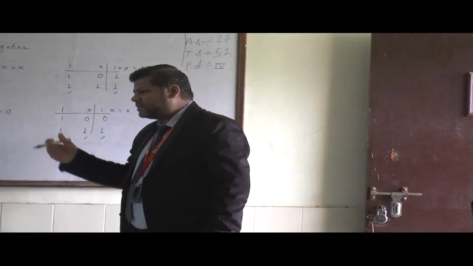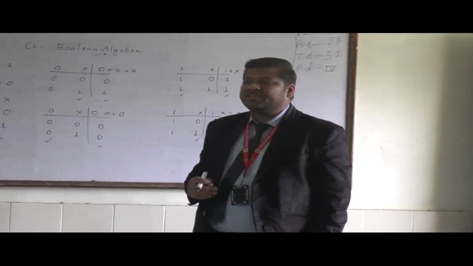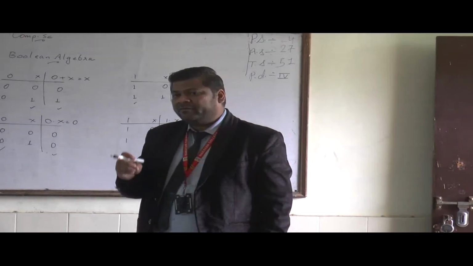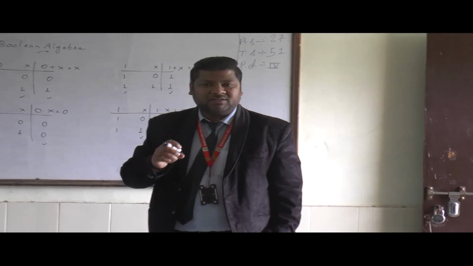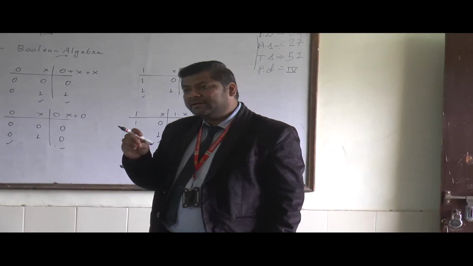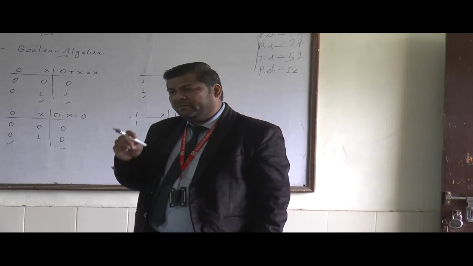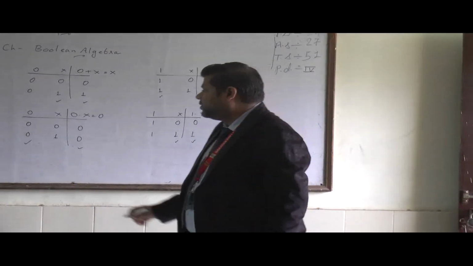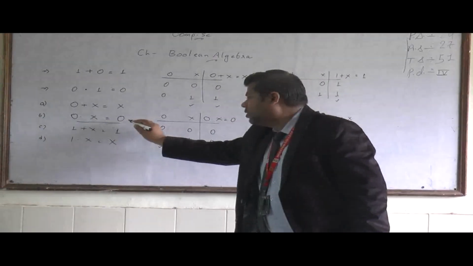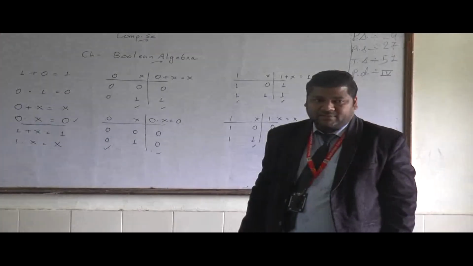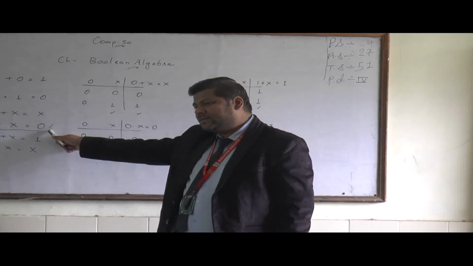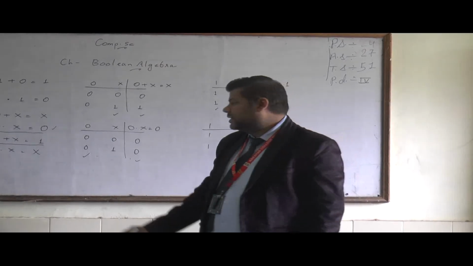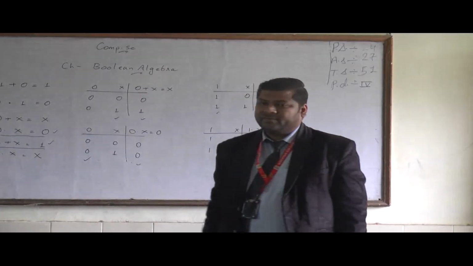Earlier we discussed two terminologies, tautology and fallacy. As I told you, if any Boolean relation always results as 1, it is called a tautology. And if any Boolean relation always results as 0, it is called a fallacy. So here, this operation denotes what? Fallacy, because the result will always be 0. And this operation denotes a tautology, as you can see the result is always 1.